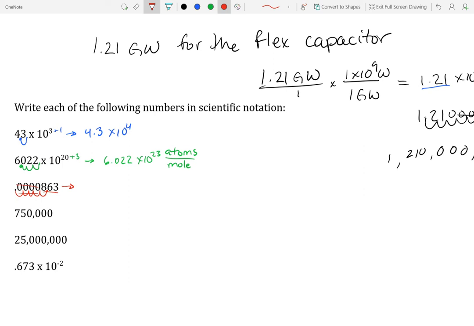So 8.63, and this is all 10 to the 0, right? So 1, 2, 3, 4, 5 spots to the right. So we should be subtracting 5, because remember, right is smaller, left is bigger. All right?